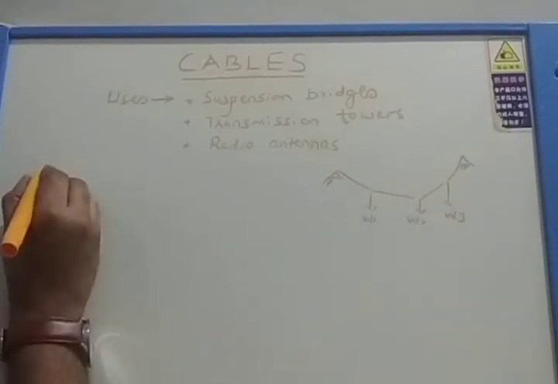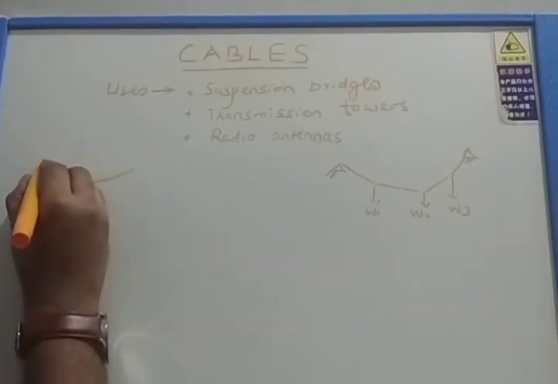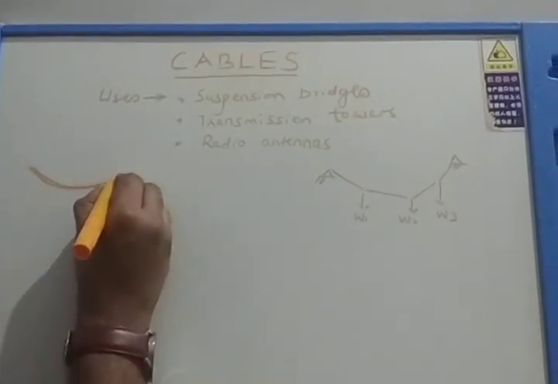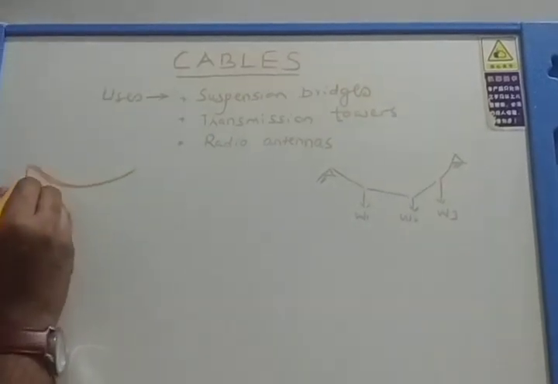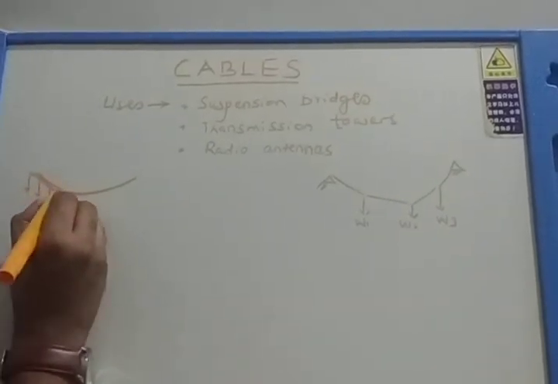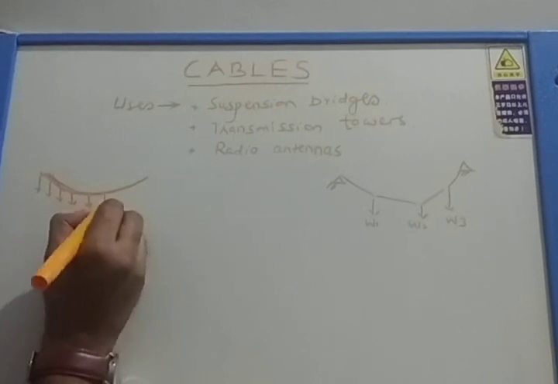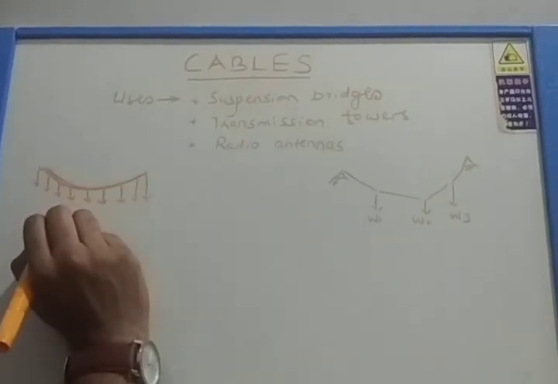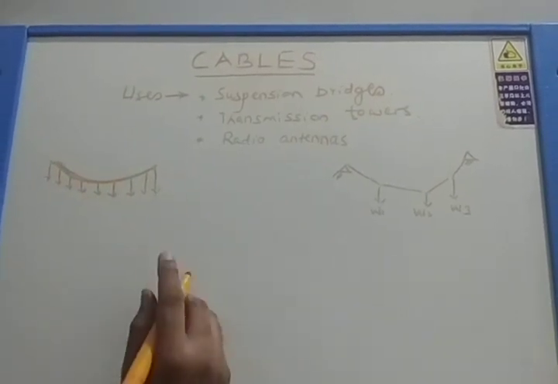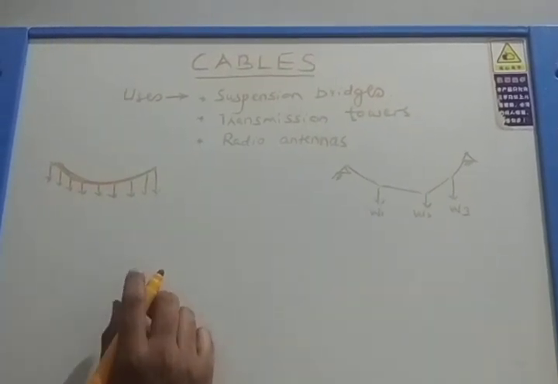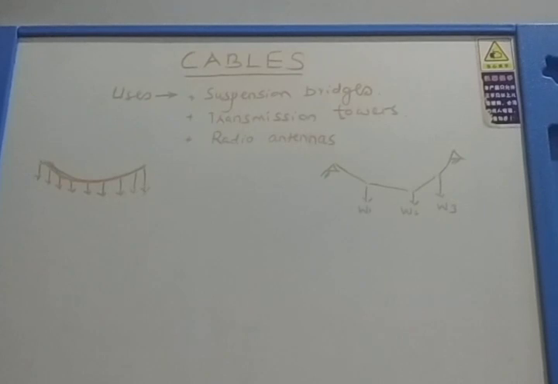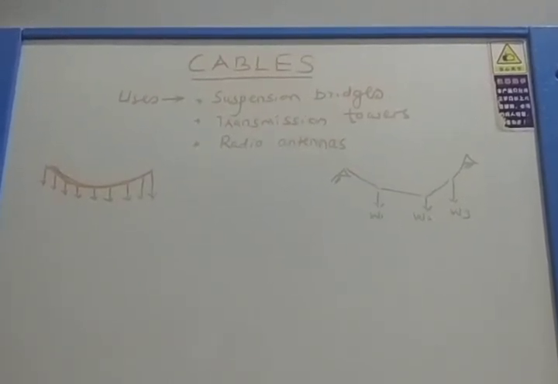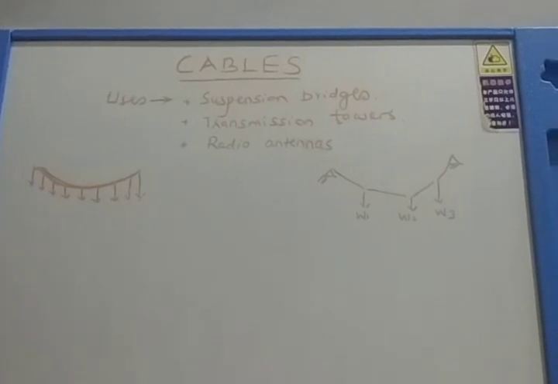When the cables are subjected to uniformly distributed load, the cable assumes the shape of a parabola. You can see this is uniformly distributed load, UDL, and it assumes the shape of the parabola. Okay, now let us see how we can find out the basic forces that act on the cable when the cable is subjected to a uniformly distributed load.